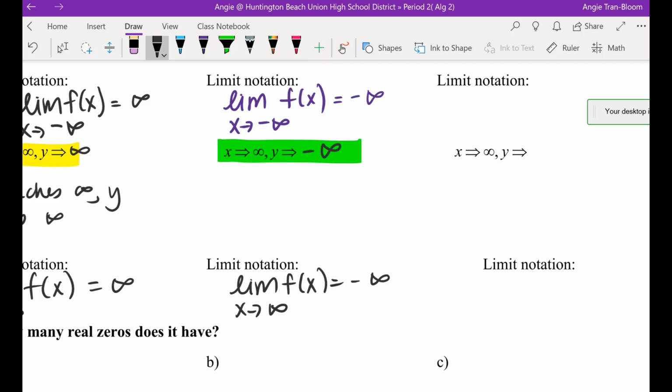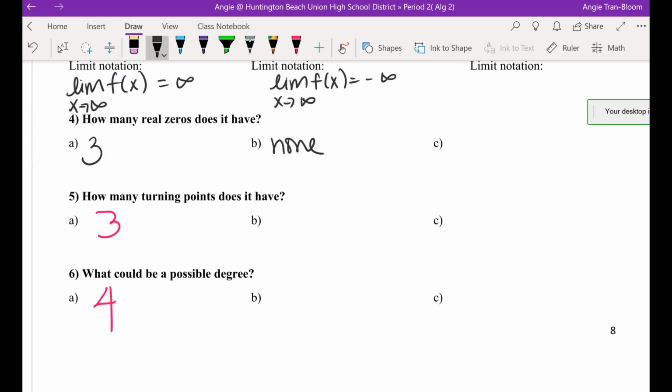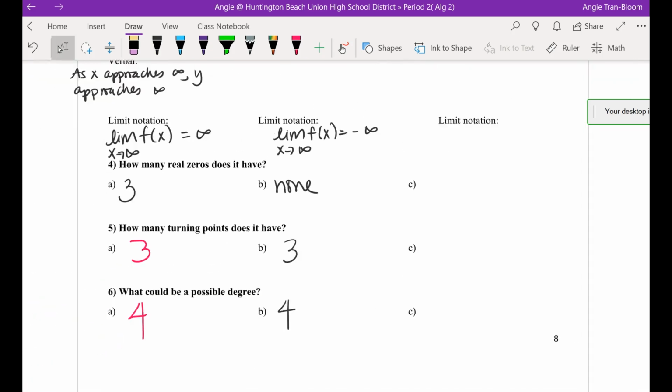Y is approaching negative infinity. How many real zeros does it have, Baron? That's right. None. Yes or no? Did it ever cross the x-axis? No. How many turning points, Brandon N, does it have? Brandon N said 3. Do you guys agree with Brandon? Yeah. Sydney, what could be a possible degree? 4. Can I write 6? Can I write 8,000? Yeah, sure. As long as it's even. Okay, as long as it's not less than the number of turning points.